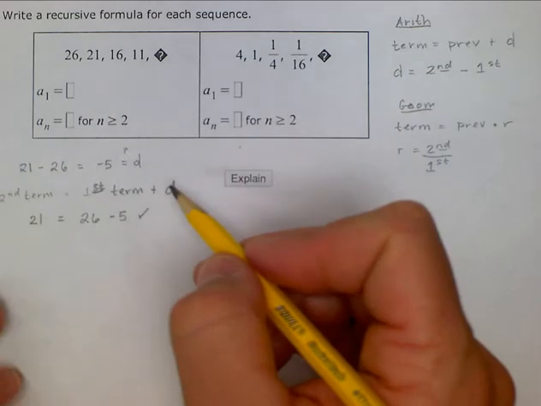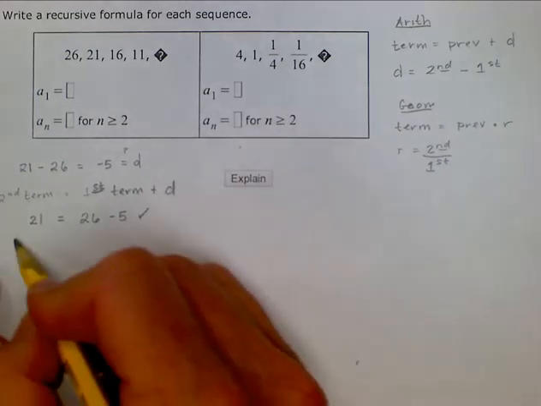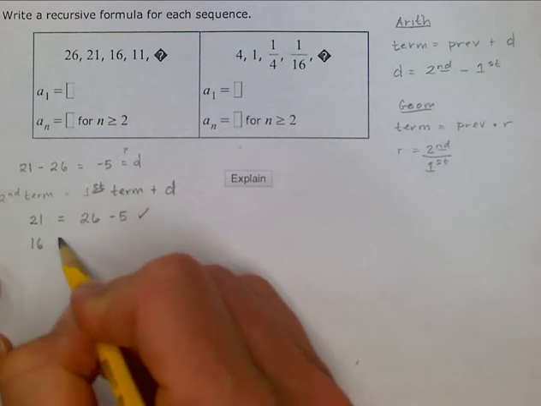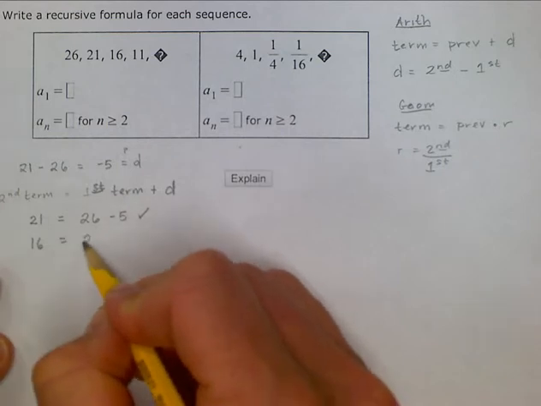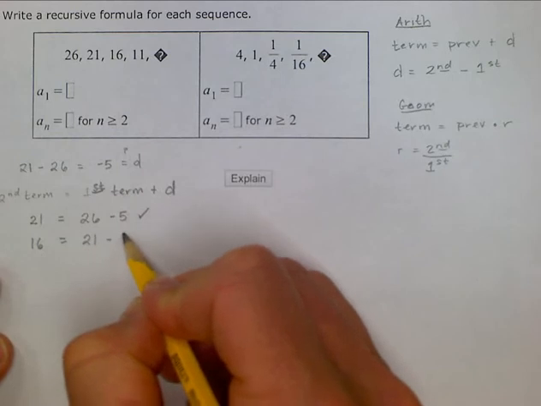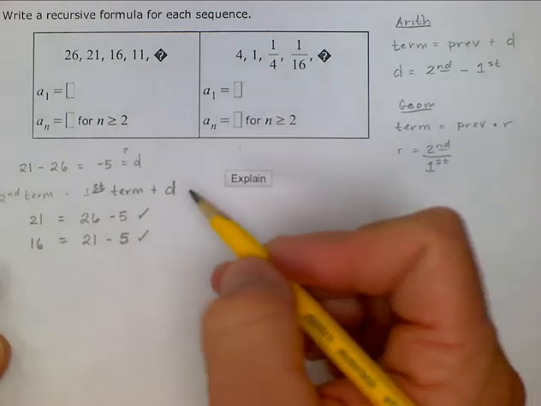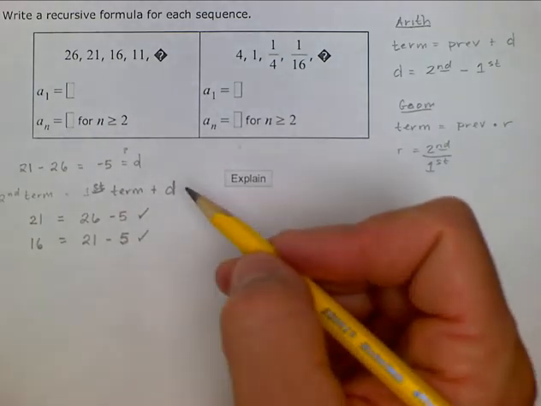So we would want to check one more time. The third term then, if we're interested in the third term, which is 16, we would take our second term, 21, subtract from it or add our common difference, which is negative 5. 21 minus 5 is 16. So we see it's an arithmetic sequence.